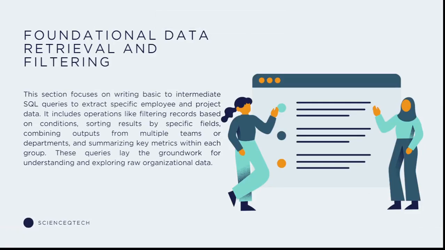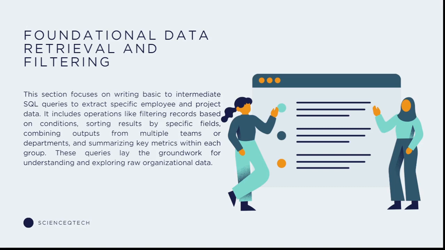Project structure overview. The project is structured into three main sections. Section 1. Foundational data retrieval and filtering. Section 2. Schema-level operations using views, functions, and indexing. Section 3. Advanced analytics using common table expressions and window functions. Each section builds upon the previous one to provide deeper insights and more optimized solutions.